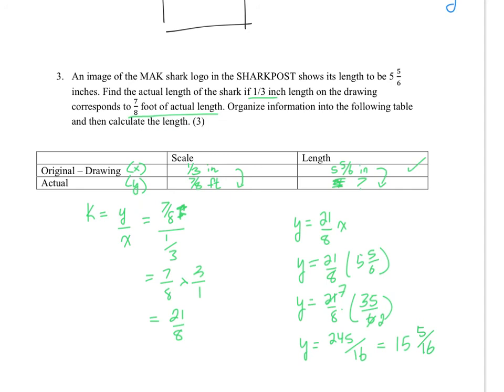So what does that number represent? Well, that actually represents the actual size of the shark logo for it to be proportional. So 15 5/16 of a foot, so that's pretty long. And I think that's it for this question.